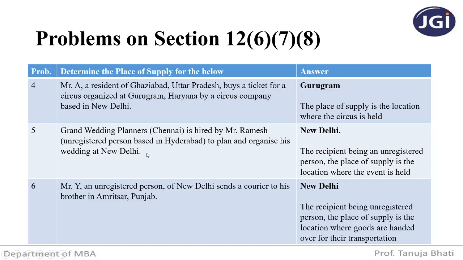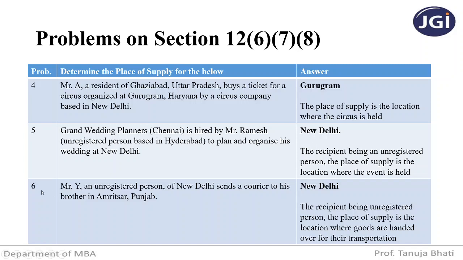So you are organizing an event. So section 12 subsection 7 tells us that the answer is New Delhi, because the recipient being an unregistered person, the place of supply is the location where the event is actually held. And if it is B2B, it is obviously the location of such registered person, that is the recipient. But since it is B2C, it is going to be where the event is actually held, and the wedding is to be held at New Delhi. Therefore, the answer is New Delhi. Place of supply is New Delhi.